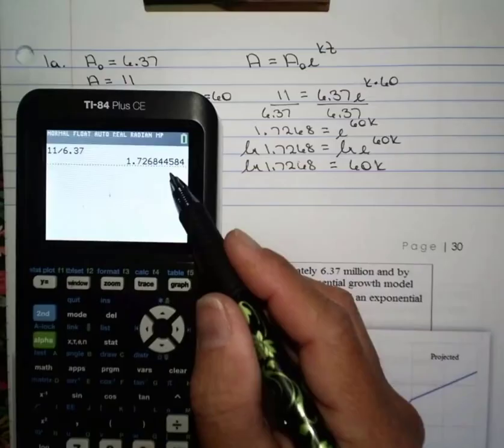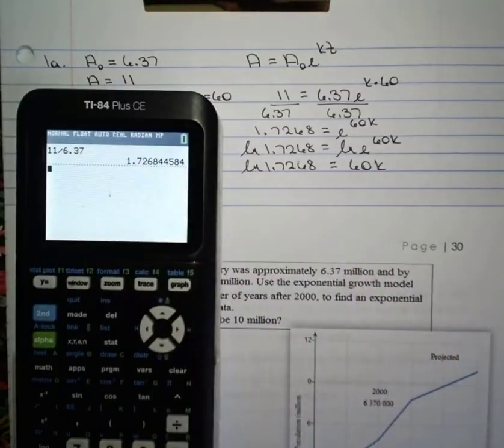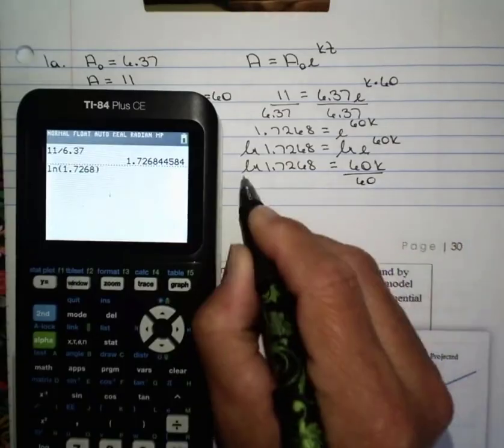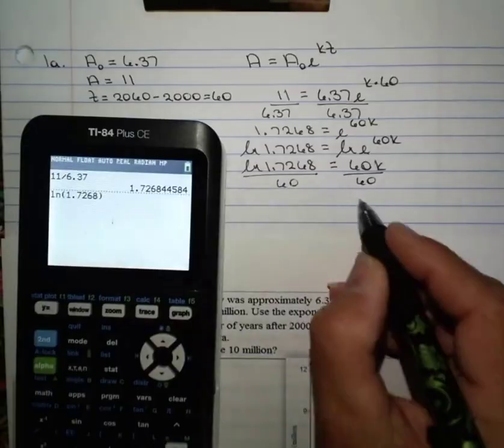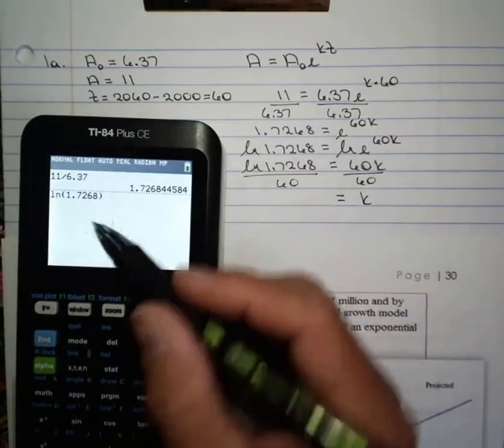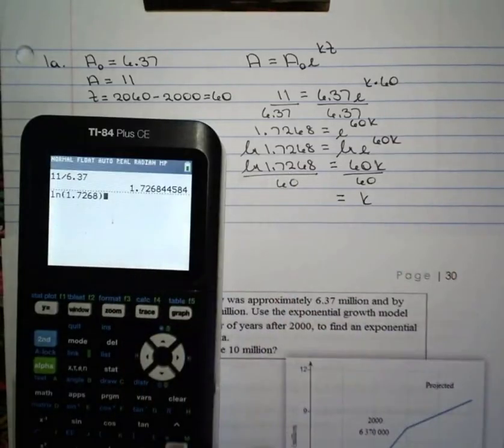Now that was what was in my calculator. It's that number, but let's find the natural log of that number. So I say ln 1.7268, and then what am I going to do to it? Well, what I'm really going to do is divide it by 60, right? So rather than get all of these intermediate results, let's just go straight to what we need. This would give me k, and all I have to do is say the natural log of 1.7268 divided by 60.